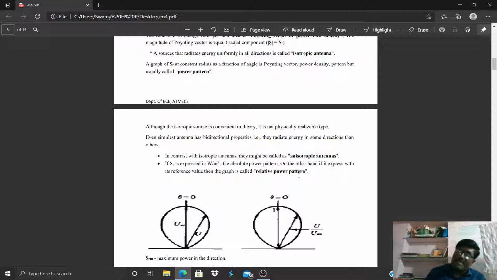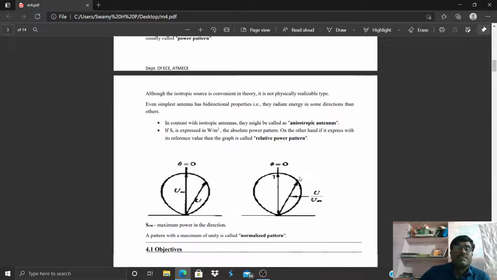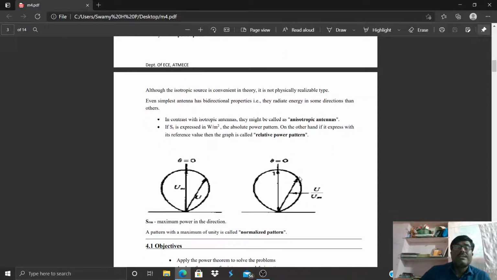If the power is measured with respect to its relative power, the relative power will be measured by taking the direction in which power is maximum. So, if it is expressed with its reference value, then the graph is called the relative power pattern.